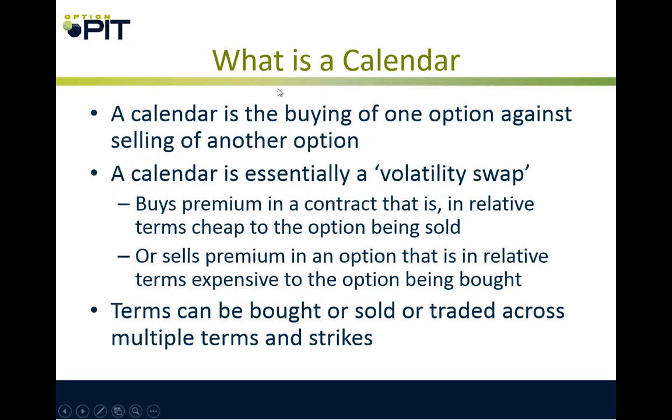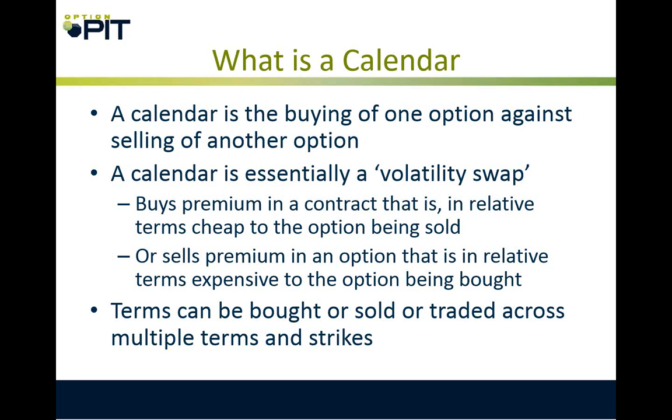What is a calendar? A calendar is the buying of one option against the selling of another option in a different month. All right. A calendar is essentially a volatility swap. One buys premium in a contract that is, in relative terms, cheap to another contract being sold in a different month. All right, that's the key. Or one sells premium in an option that is relatively expensive and then buys in a different month where it seems relatively cheap.